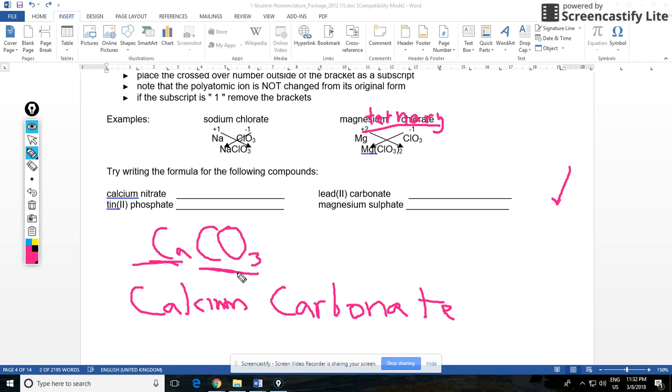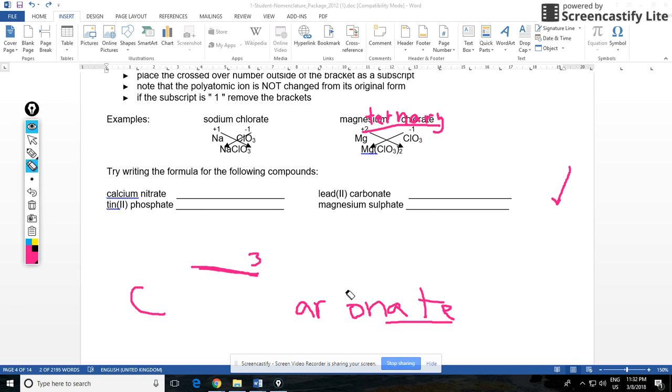Metal, followed by polyatomic ion. Do not change the ending. Polyatomic ions will have endings ate, ite, or sometimes ium. That's how you know you have a polyatomic ion. So let's do an example where you have to make a formula from a name.